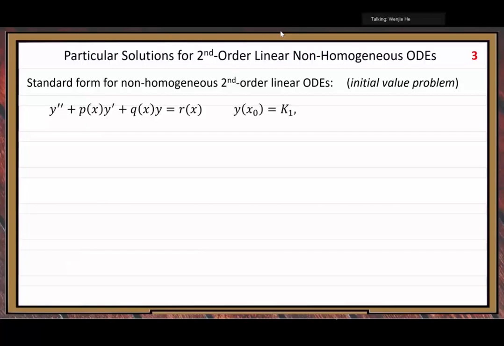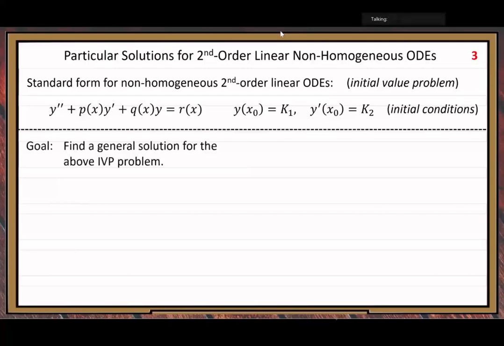If we are given initial conditions, we should have 2 initial conditions: one on the initial function value, another on the initial derivative value. Otherwise, we cannot fix all the constants, because we may have 2 constants. So we need 2 initial conditions to find out 2 constants. Next, let's look at how to find a general solution.